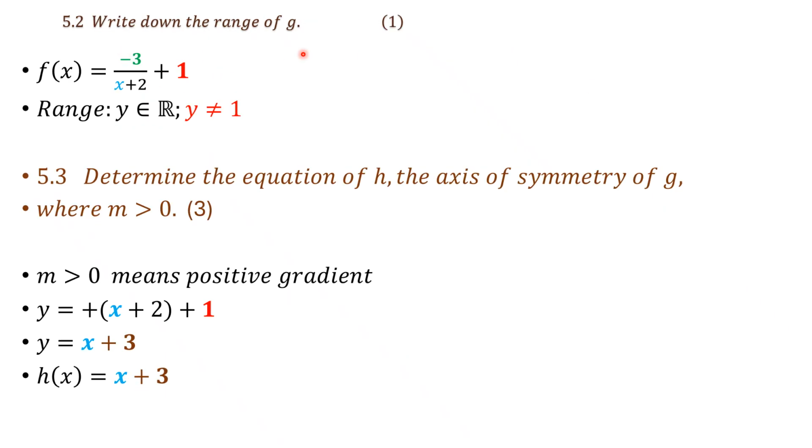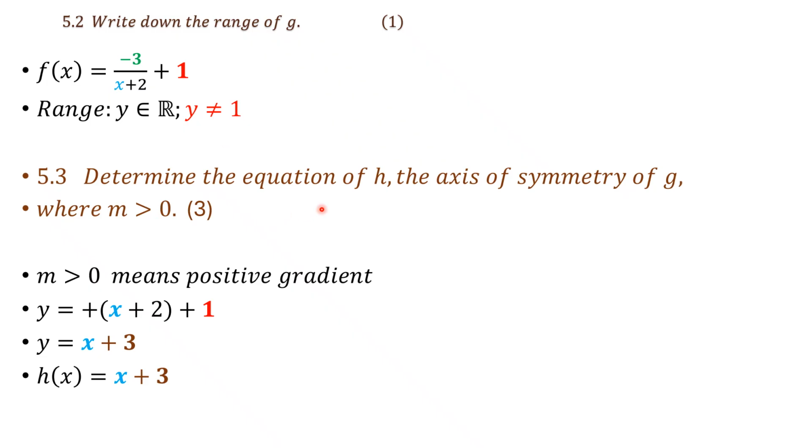5.2, write down the range of g. So f(x) = -3/(x+2) + 1. My range will always be y element of real numbers, but remember we have an asymptote. y cannot equal the 1 given. So the range will always have the asymptote y not equal to 1.